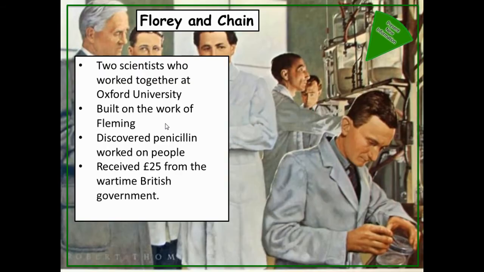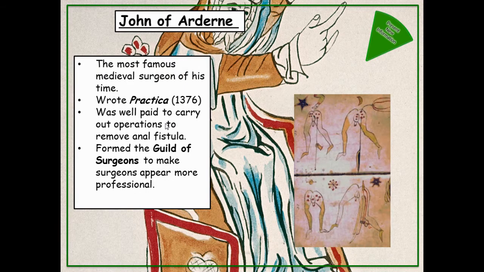Following on from medicine, we're going to look at surgery. So the first and most famous surgeon of the medieval times was a man called John of Ardern. He was one of the first people to start encouraging surgeons to be more scientific in their approaches, to write down their ideas, to train in a bit more detail, to share different practices that they were using.